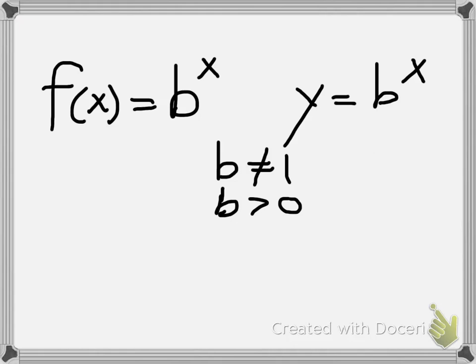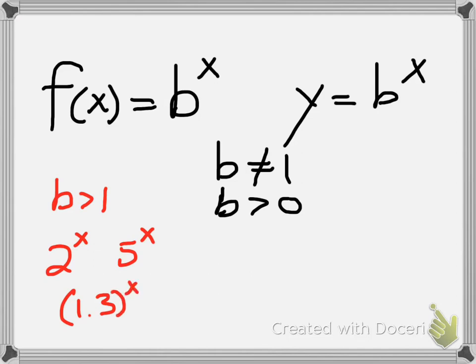Now from here, this shows us how we can get both the exponential growth and decay function is purely based on the base. When the base is larger than 1, then this is growth, as we saw back here. So that could be, for example, 2 to the power x, or 5 to the power x, or 1.3 to the power x. These are all growth formulas, or growth functions.